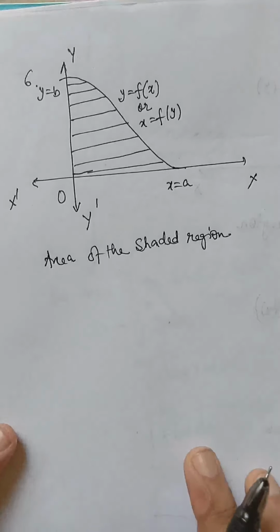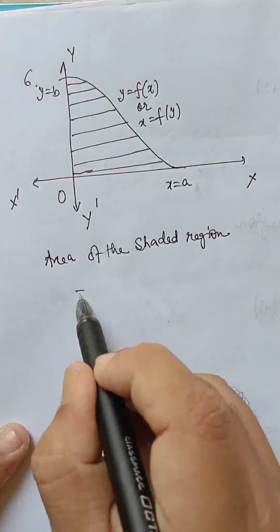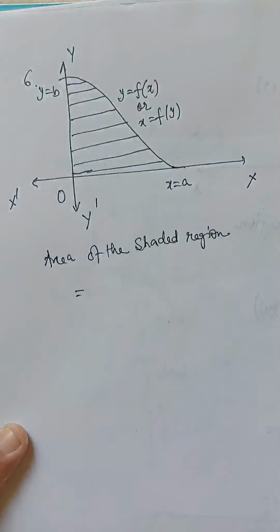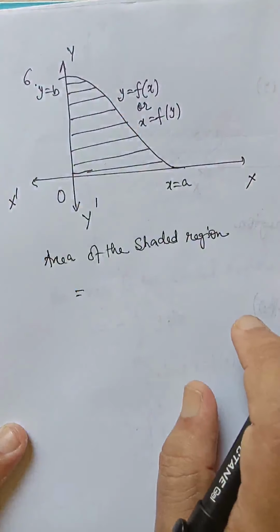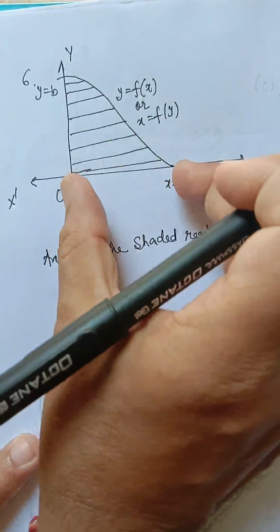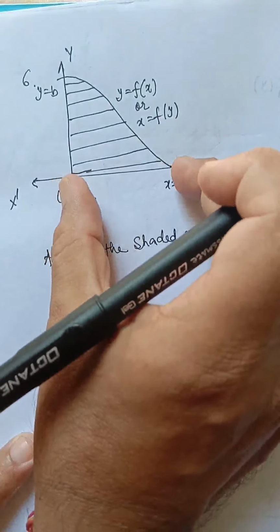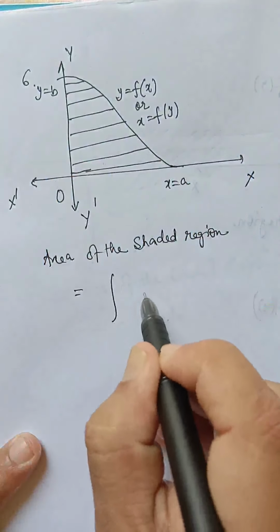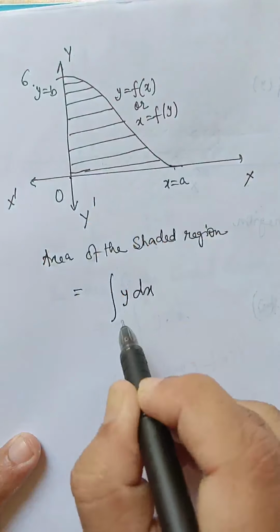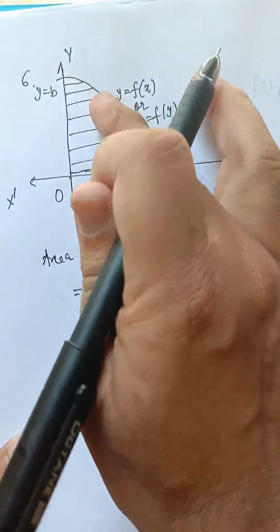Next, suppose you have to find the area of this particular region. For this region, both the x-axis and y-axis are boundaries. To find the area, we can consider the x-axis as one of the boundaries. If we consider the x-axis as boundary, its area will be y dx from 0 to a. Y we have to replace from the equation of this curve.